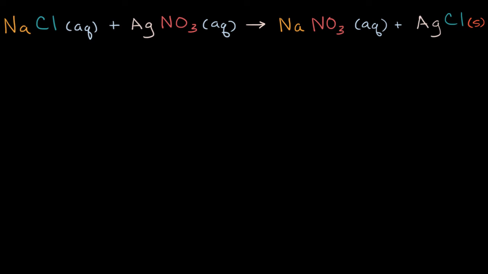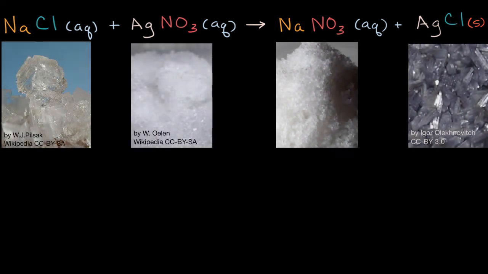What we have here is a molecular equation describing the reaction of some sodium chloride dissolved in water plus some silver nitrate also dissolved in the water. They're going to react to form sodium nitrate, still dissolved in water, plus solid silver chloride. And if you were to look at each of these compounds in their crystalline or solid form before they're dissolved in water, they each look like this.